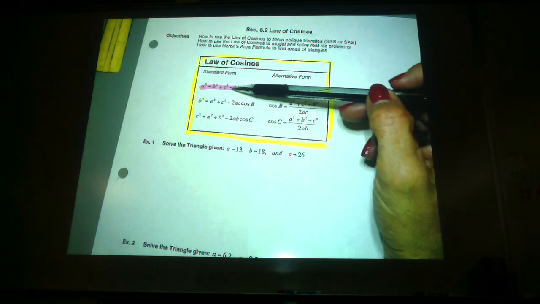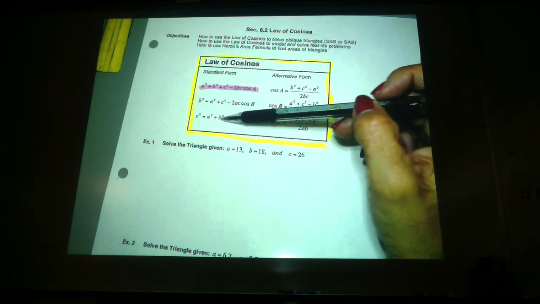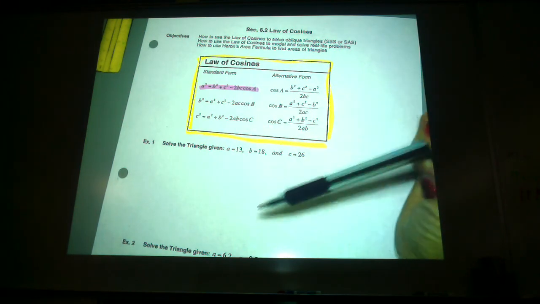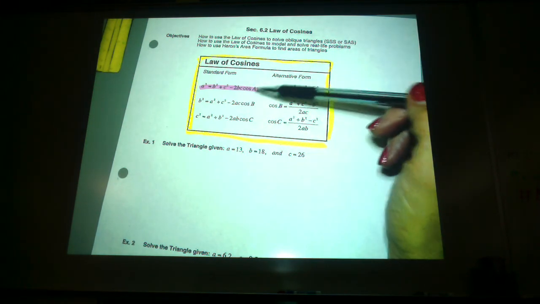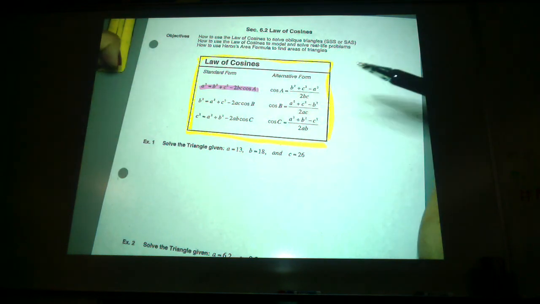Then you always have minus 2. And the two sides that were squared are just being multiplied singly together. And then you take the cosine of whatever is by itself over here. They're all the same.